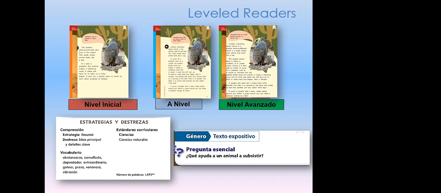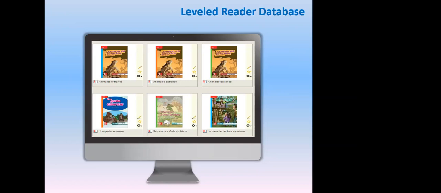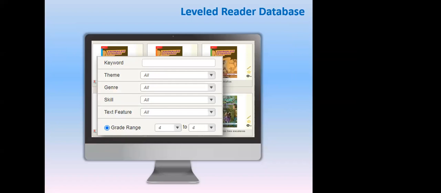You guys also have a leveled reader database. This leveled reader database is going to give you access to tens of thousands of books. These books can be filtered based on género, destreza, keyword. The important thing is that if you are, for example, a fourth grade teacher, but you need a leveled reader at a first grade reading level about detalles clave y idea principal, you could do that. You could filter it, isolate it, and then from there, you can assign it to your student.